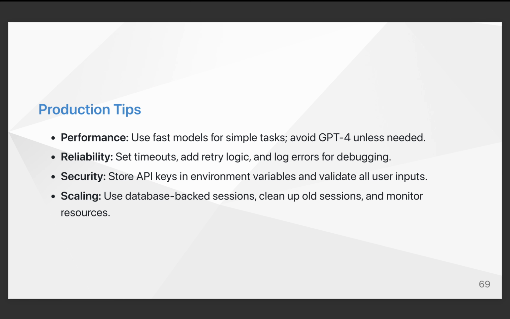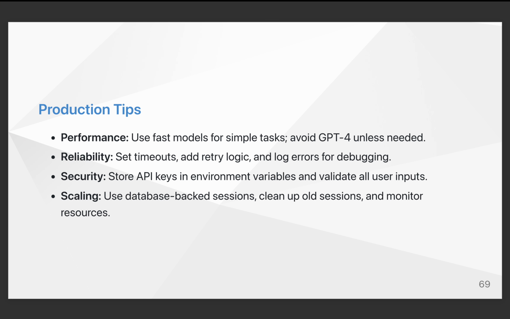Here are some other quick production tips that can make a real difference. For performance, choose the appropriate models. Don't use GPT-4 for simple tasks when you can save money and reduce latency with faster models. For reliability, always set timeout limits. Implement retry logic for transient failures and log errors for debugging.